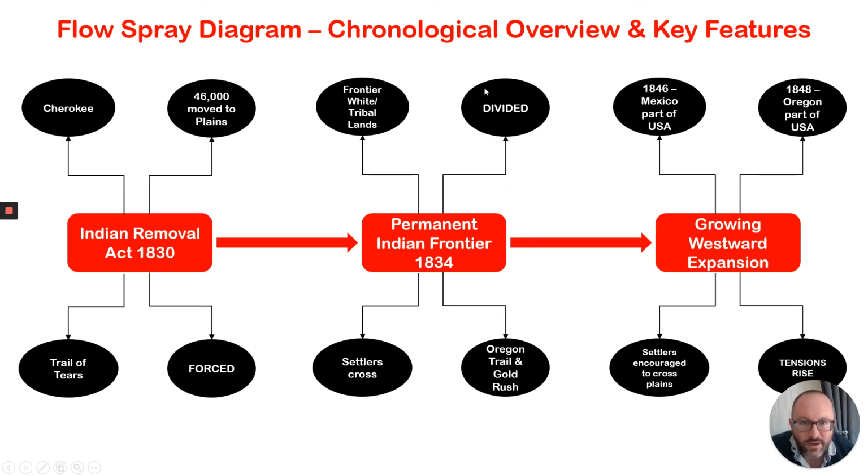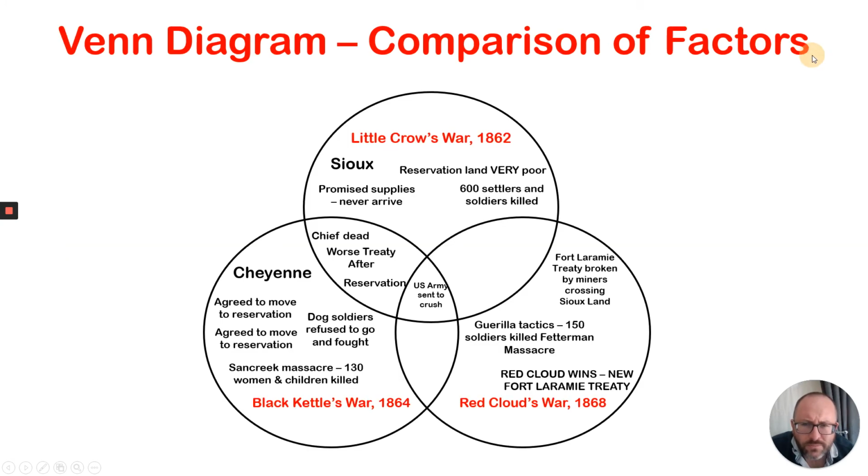This one, the flow diagram, is really good for the chronological overview and key features. So the Indian Removal Act is to do with the Cherokee. 46,000 of them moved to the plains. The Trail of Tears is when they're moved across. Horrible event, and they're forced to do this. So the next major event is the Indian Permanent Frontier, the frontier between white and tribal lands, again divided up. Settlers cross it, though. Oregon Trail, Gold Rush. So although it's called a permanent frontier, as we know, it's not permanent. So again, it's a way of organizing your information. You could do a really long, big one for this.